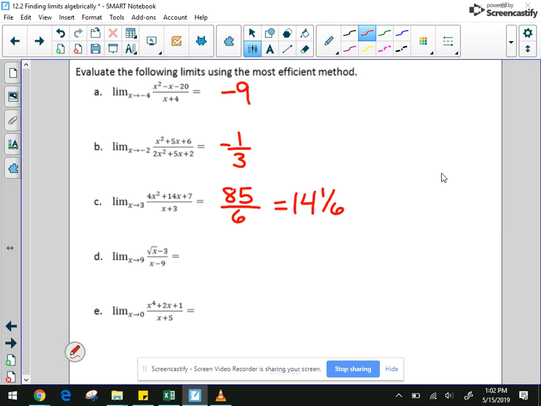Problem D, you're going to need to rationalize to get to a point where you can directly substitute in and get a value of 1/6. Problem E, again, you can directly substitute in this one. No other algebraic work is needed to get a value of 1/5.